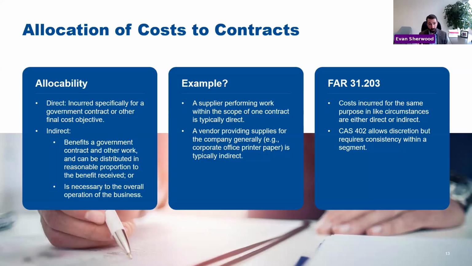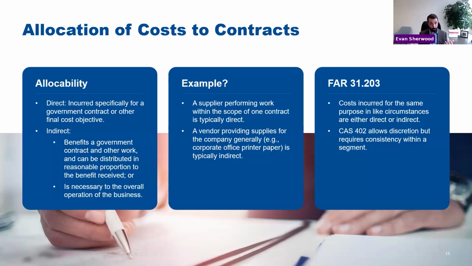Another one of those areas you're going to want to be mindful of is allocation of cost to contracts. The FAR tells us that all costs are either direct or indirect. They're incurred specifically for a government contract or other final cost objective, in which case they're allocable 100% to that agreement. Or they're indirect. There's something that benefits a government contract and other work, but can be distributed in reasonable proportion to the benefit received. That could include, say, management oversight of a manufacturing floor, right? There's also indirect costs that are necessary to the overall operation of the business. Pension plan, lease costs for the headquarters.